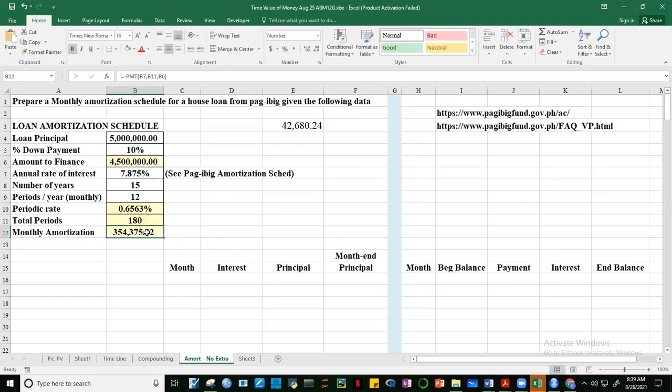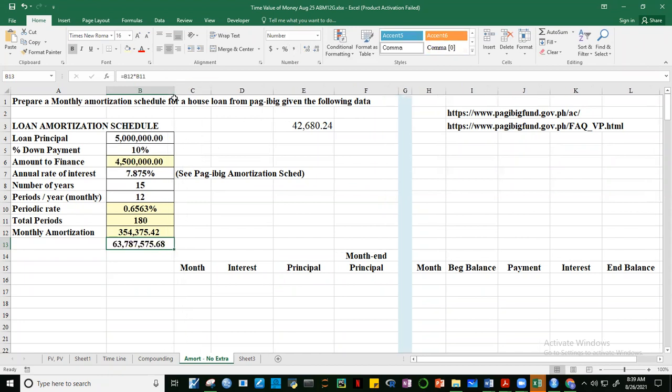354,375. Okay, i-check lang natin, guys, kung ito yung babayad natin per month, no? Check lang natin, what will be our total payment lang? Kung 354,375.42 per month yung babayaran natin, and we multiply that by 180, okay. Ito na yung total na babayaran natin, guys. Oh, di ba? 63 million na yung babayaran natin na total.